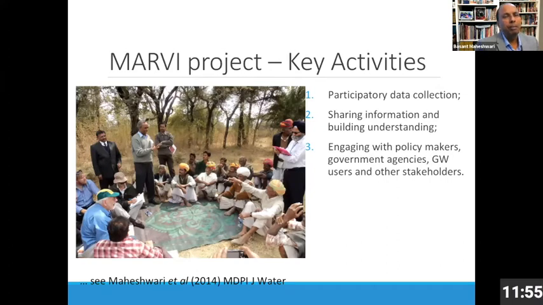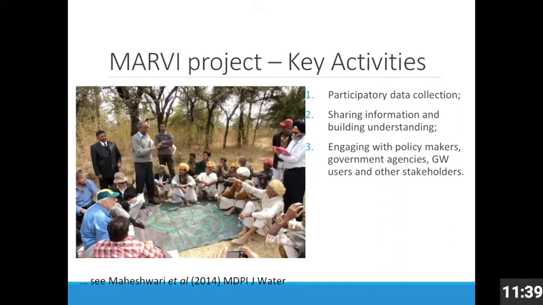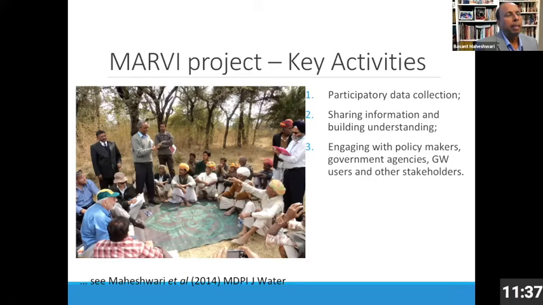So I want to illustrate this through a project we have done in India. So this started in 2012, and it's called MARVI, Managing Aquifer Recharge and Sustaining Groundwater Use through Village Level Intervention. So it's a village level, local level, and working with people.